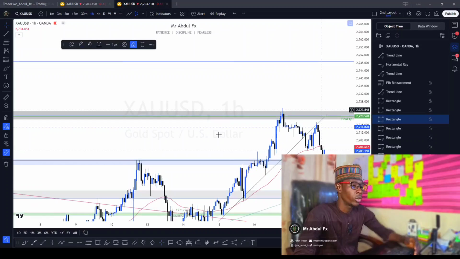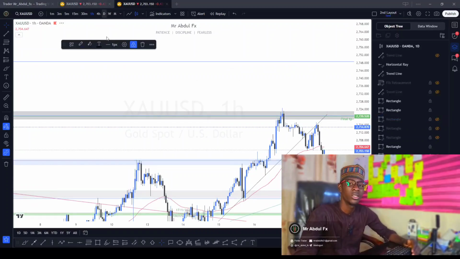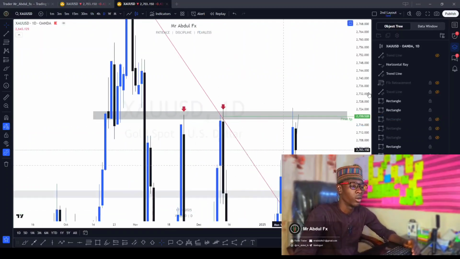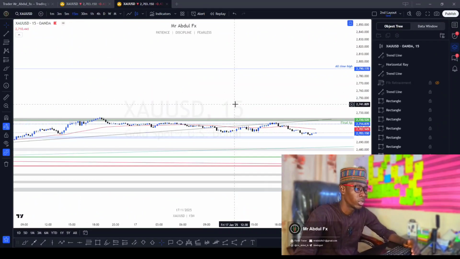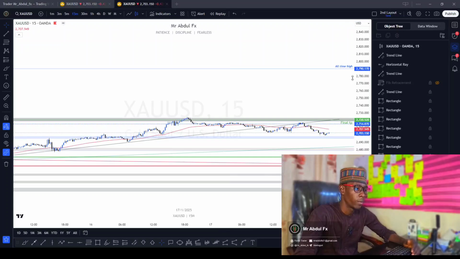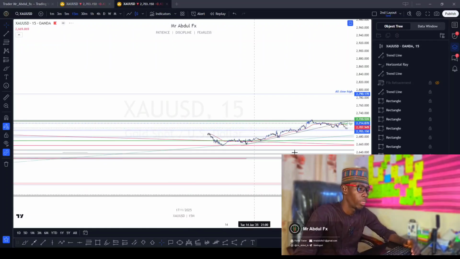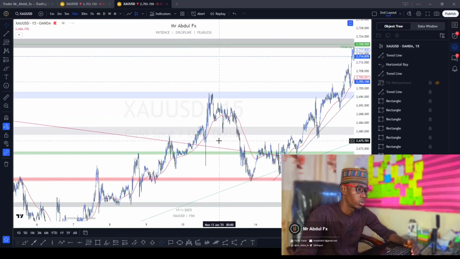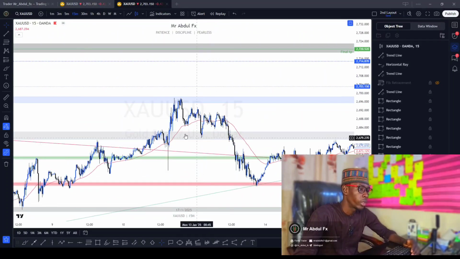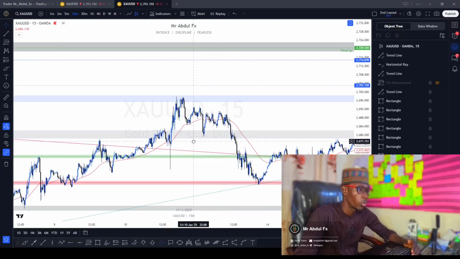So from the weekly time frame, the analysis started from the daily time frame. On the previous week, I remember we were here. Yes, we closed the week somewhere around here, and we were here the previous week.